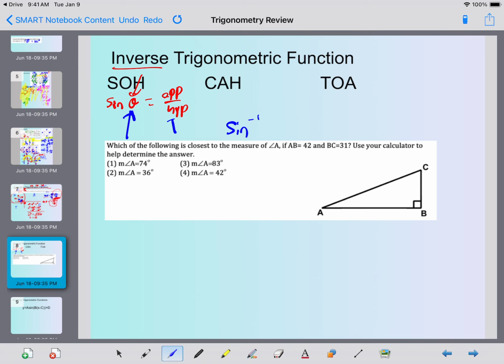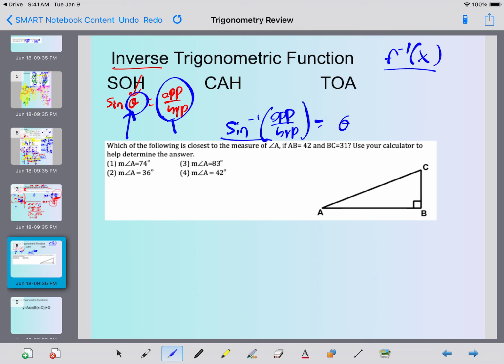So if you're finding the inverse, that little negative 1, remember when we learned inverse, if I put an exponent of negative 1 on that f, or a superscript I should say, it's not an exponent. That's saying the inverse of f of x, right? The inverse of sine of, and remember, inverse, you switch your output and your input. So the inverse of the opposite over the hypotenuse equals theta. So if you're ever trying to figure out the angle, you could just use your inverse function. On your calculator, that would be second and then whatever trig function you're using.